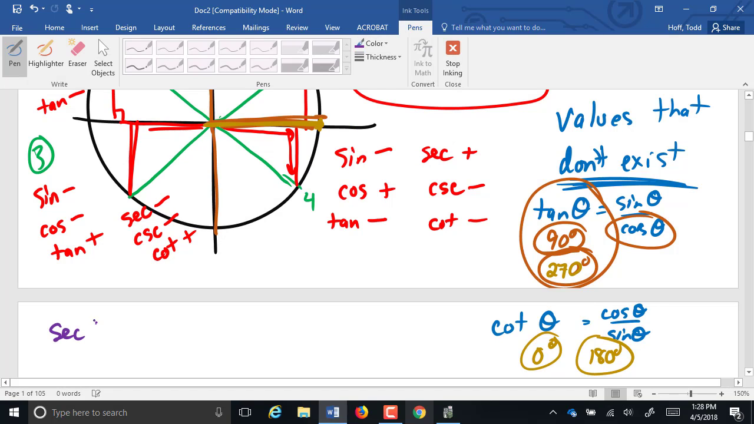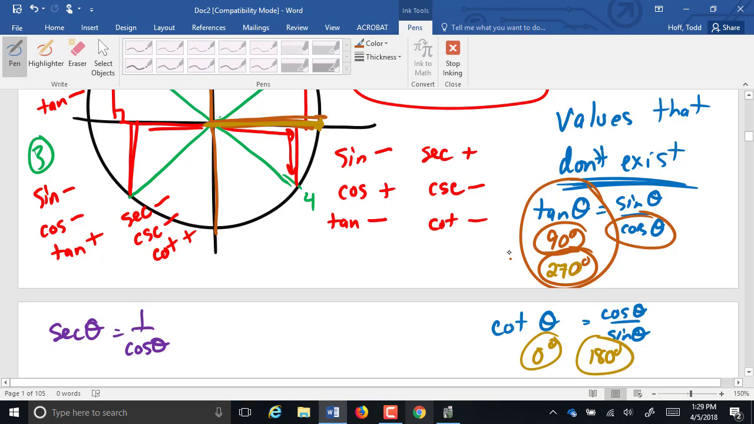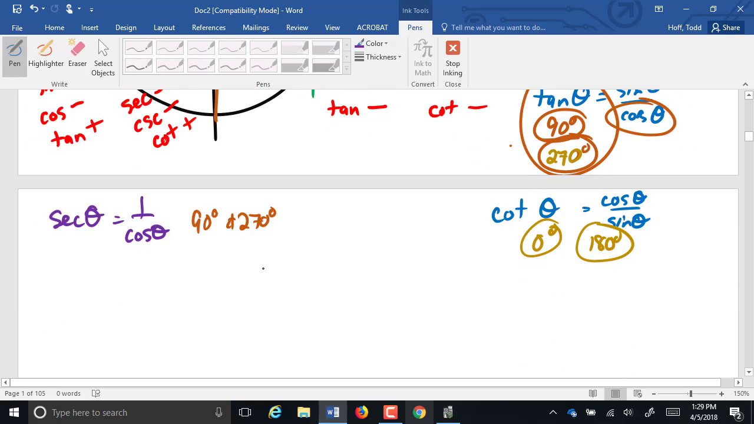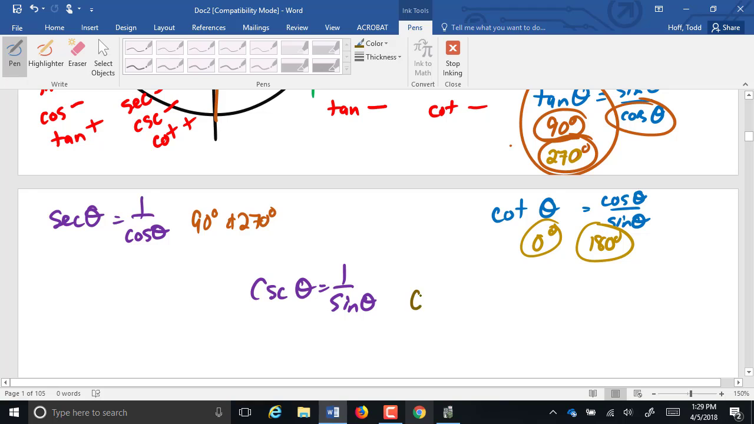How about secant? Secant's 1 over cosine. Cosine is 0 at, we already did that over here, 90 degrees and 270 degrees. And then, of course, cosecant is 1 over sine. So it doesn't exist where the sine is 0, which is 0 and 180.